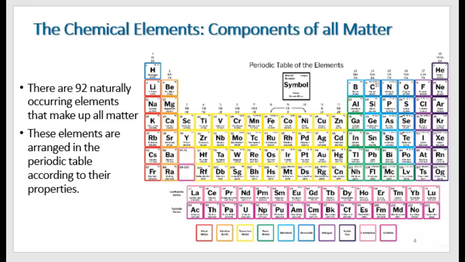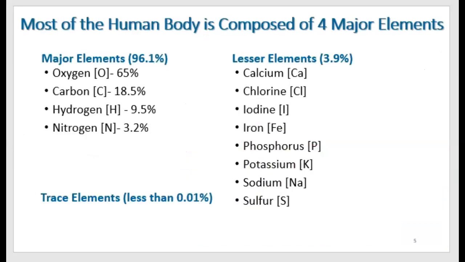I know this is too small for you to see. You'll always be given a bigger picture when you need it, but we're going to only discuss a few of these elements in our class. In fact, as noted on this slide, there are 4 major elements that make up about 96% of the human body. These major elements are oxygen, carbon, hydrogen, and nitrogen. We are considered carbon-based organisms, but if you look at the percentage, really we are made up of 65% oxygen.